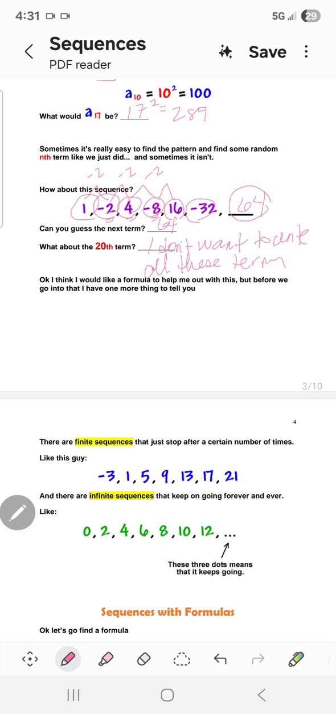And you don't either. So what are we going to do? We need to come up with a formula, right, to help us. Because when we have a formula for the nth term, I can find things like the 20th term or the 100th term, and I don't have to write them out.